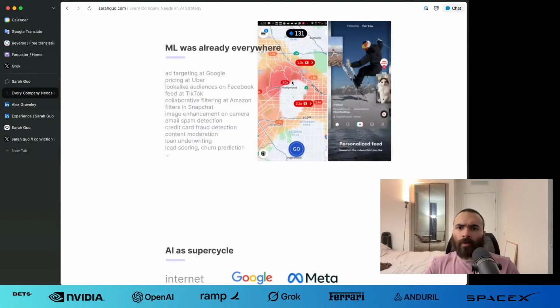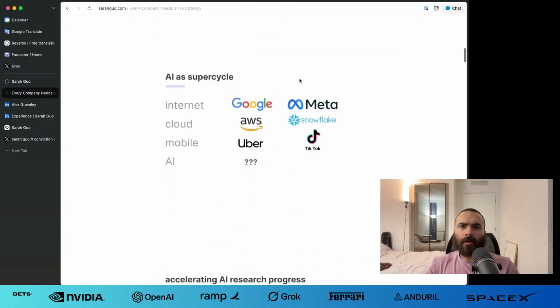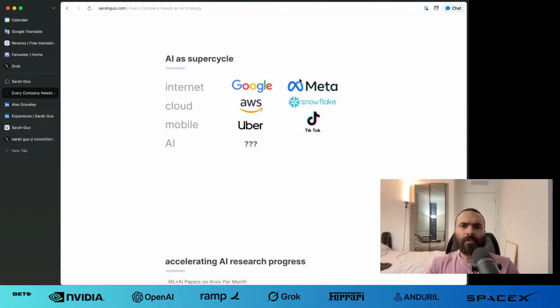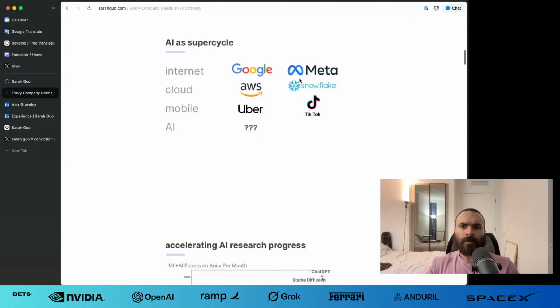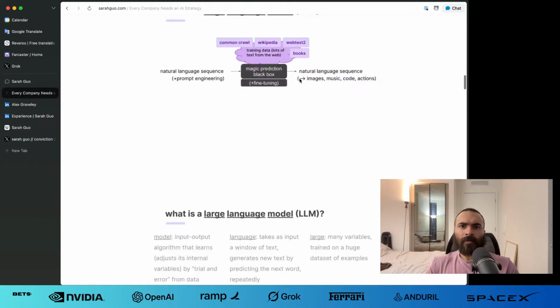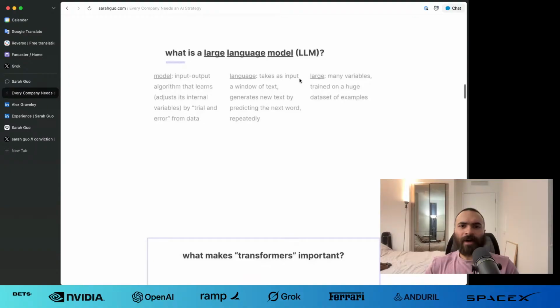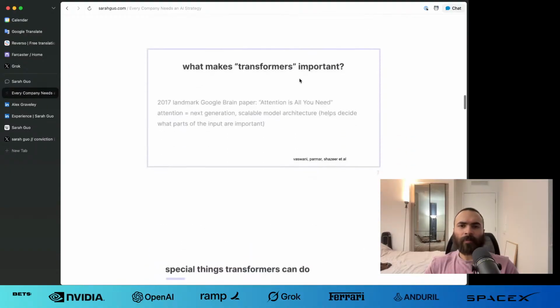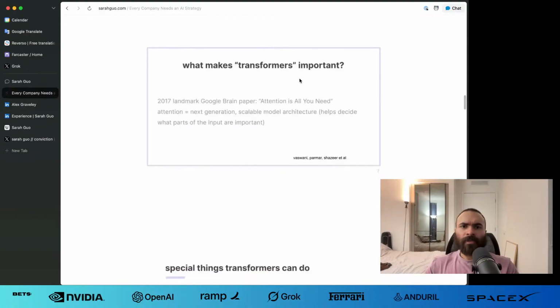ML was already everywhere. AI as supercycle: internet, cloud, mobile, accelerating AI research progress. What is a large language model? Wow, this is crazy. Like she was writing about this in 2023. But why don't you have anything in 2025? Are you using a different website? I don't know. What makes transformers important?